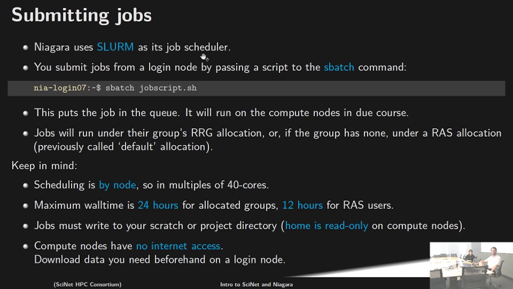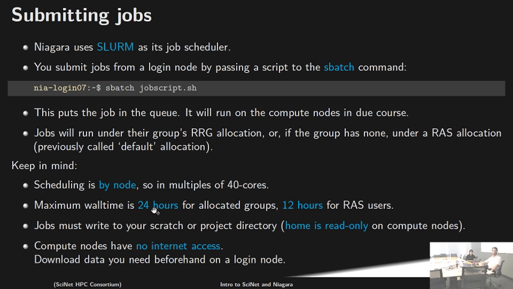A few things to keep in mind. I've mentioned it already. We schedule by node. You can't get just a single core on a node. If that's the workflow you need, that's what the general purpose clusters are really good at. But the idea is this is for parallel jobs. If you can't run 40 things at the same time, I don't think you're big enough to be here. You don't need us, basically. So you get multiples of 40 cores. Please use them.